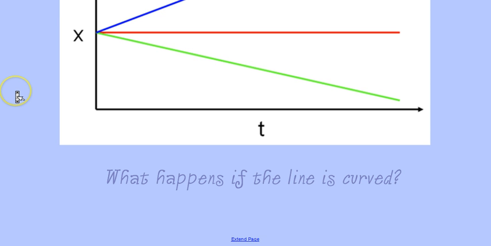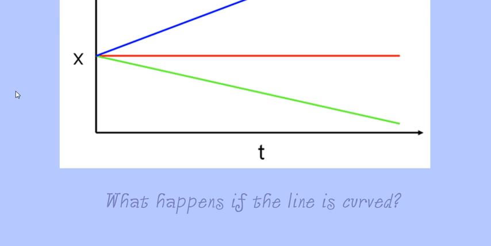But what would happen if the line is curved? Well, if the line is curved, that means that the slope is not constant. When something doesn't have a constant velocity, that means that it's accelerating. So if you see a curved line on your graph, it means that our object has accelerated. That curve could curve upward, showing that it's a positive acceleration if it's concave up. And if the curve curves downward, that would show a negative acceleration or concave down.